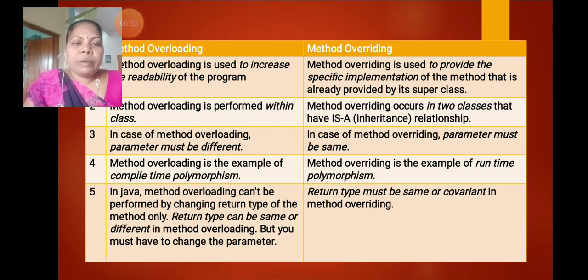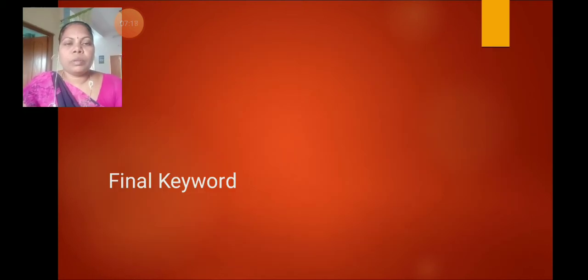In Java, method overloading cannot be performed by changing the return type of the method only. The return type can be the same or different, but we must change the parameters. Next, when we compare method overriding, the return type must be the same or covariant. These are the differences between method overloading and overriding.